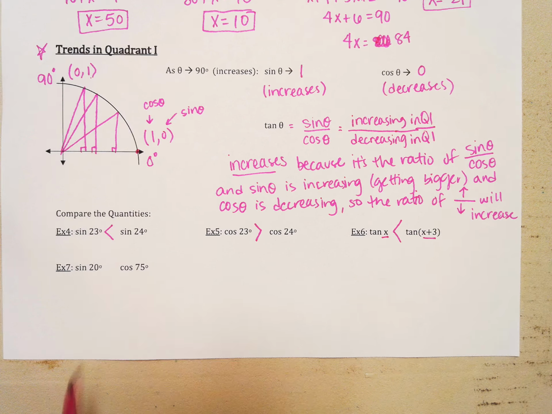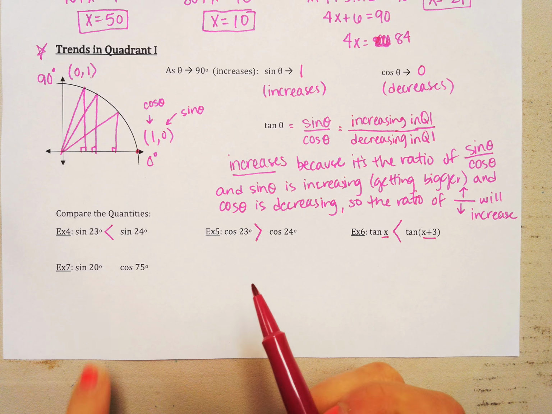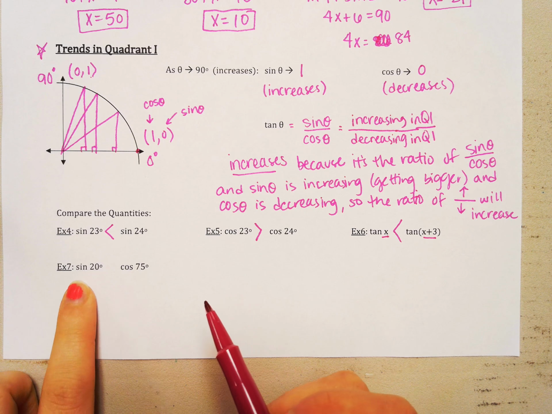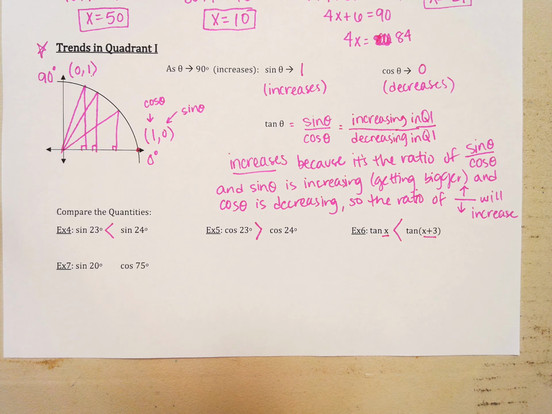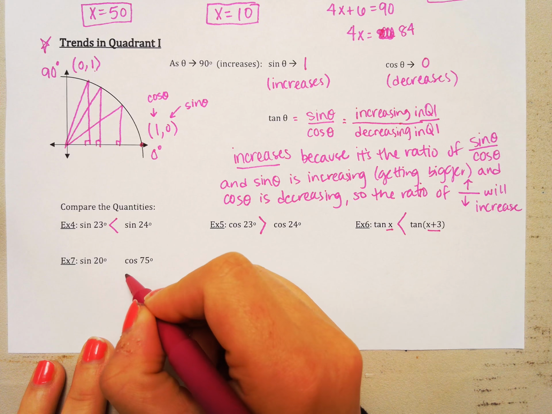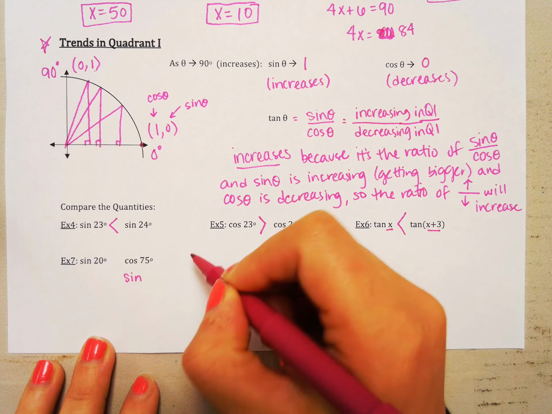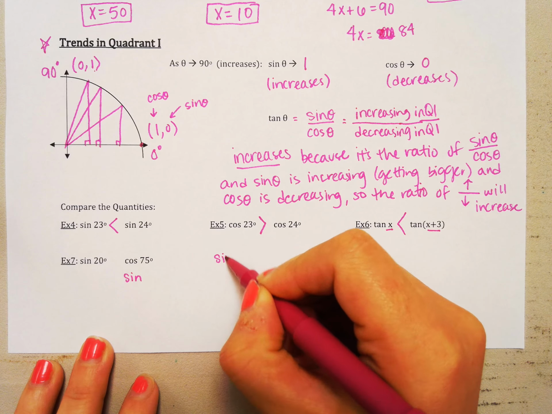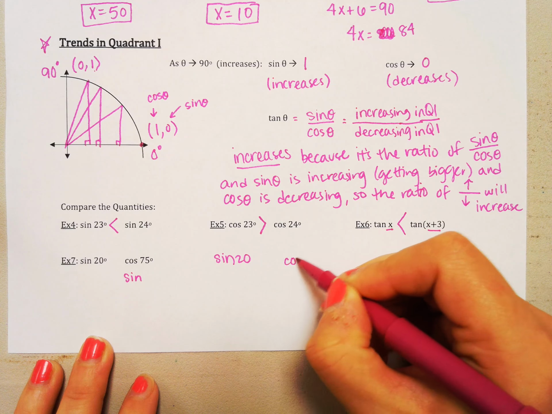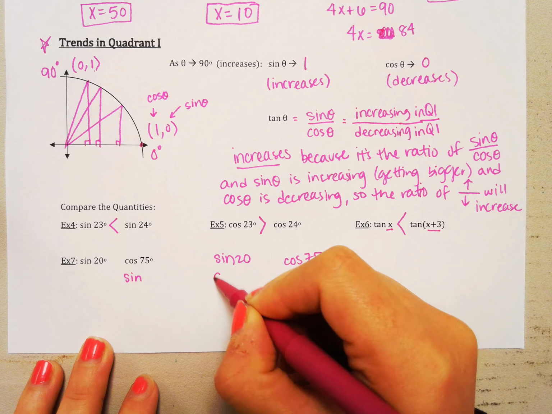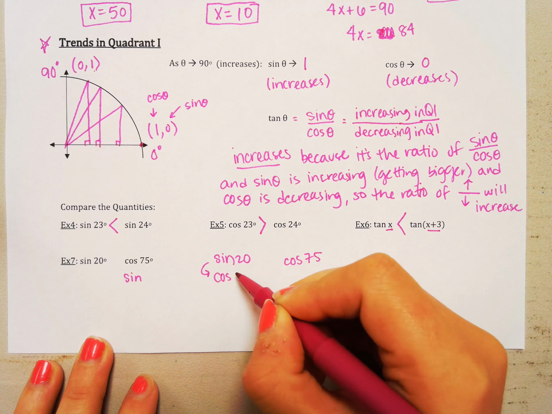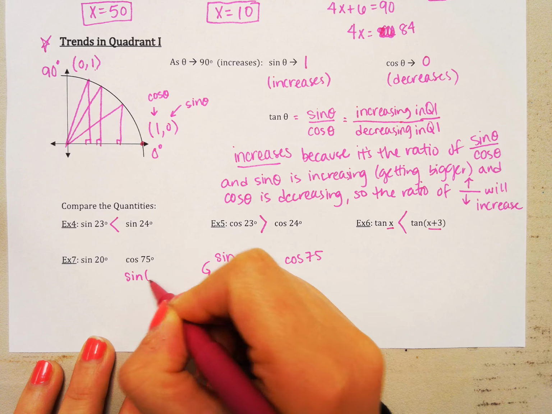Example 7 compares sine and cosine, which we can't quite do directly, but we already learned that we have a cofunction identity that compares sine and cosine together. So instead, I can put this in terms of cosine or this in terms of sine, it doesn't really matter. I'll do them both, so we can compare them both in different ways.